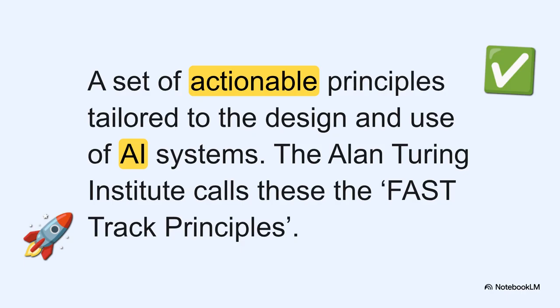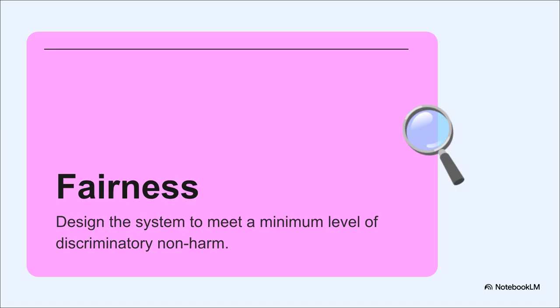It's the set of rules that developers can actually grab onto and use every day. First up is fairness. And I want you to really notice the wording here: a minimum level of discriminatory non-harm. See, this isn't just some fluffy goal. It's a direct order. You have to actively design your system to not cause discriminatory harm. That requires a really deep, methodical approach.